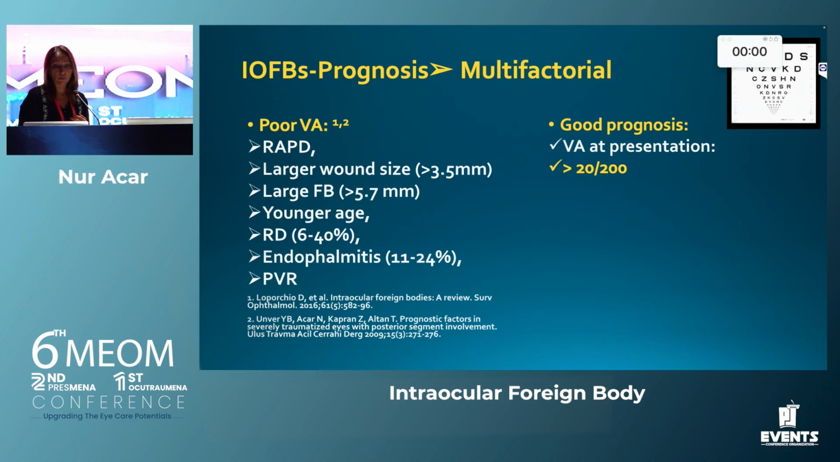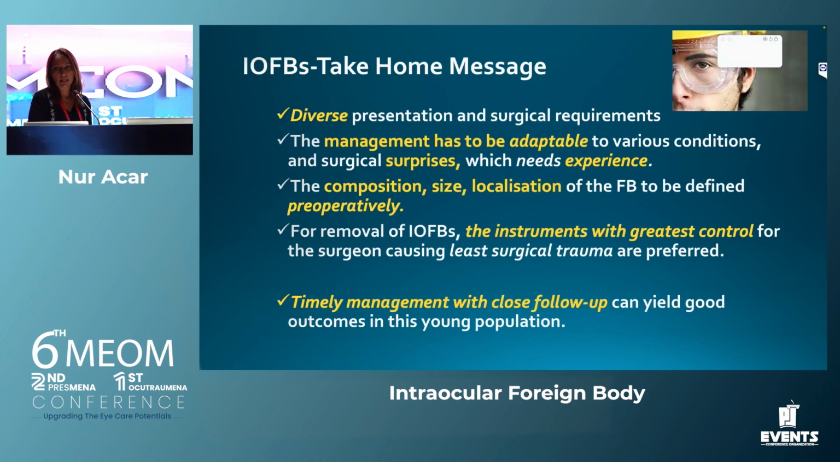So prognosis is multifactorial, and poor visual acuity depends on many factors like relative afferent pupillary defect, large wound size, large foreign bodies, endophthalmitis, and PVR. But if the visual acuity is good at the beginning, that's a good sign. As a take-home message, it's a diverse situation, and the management should be adaptable and needs experience, because there can be a lot of surprises and complications during the surgery.